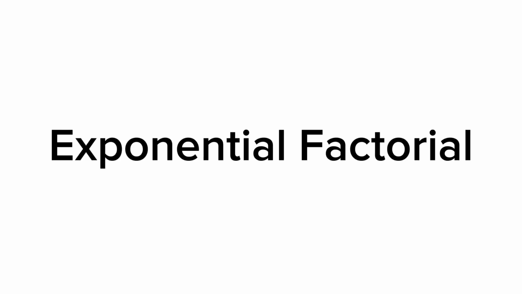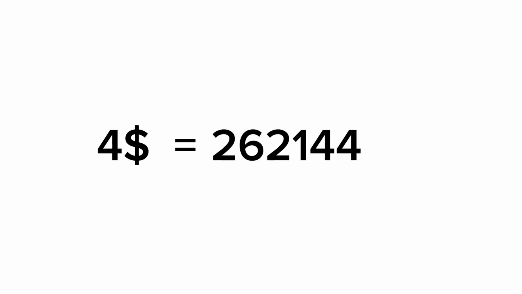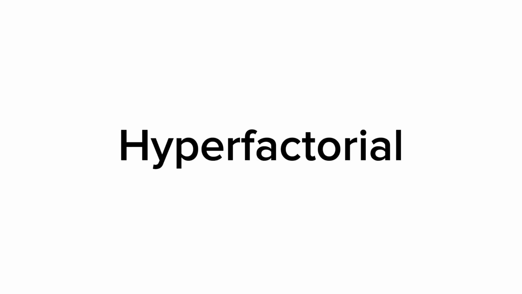There is also exponential factorial, which is defined as n to the power of n minus 1 to the power of n minus 2 all the way to the power of 1. So the exponential factorial of 4 is 4 to the power of 3 to the power of 2 to the power of 1. Starting from the top, 2 to the power of 1, 2. 3 to the power of 2, 9. 4 to the power of 9, 262,144.